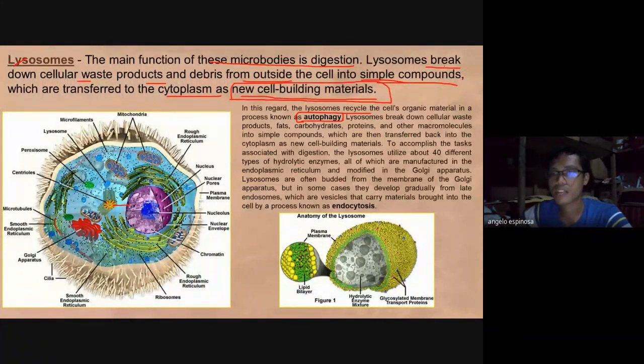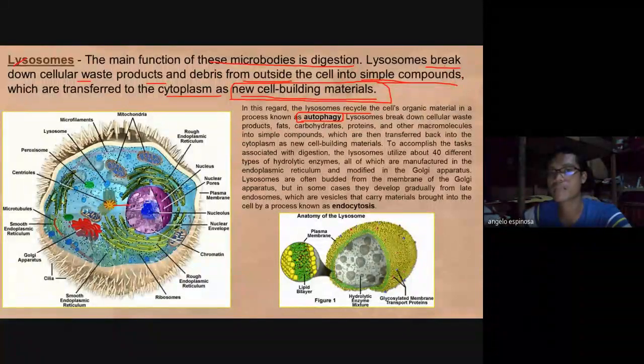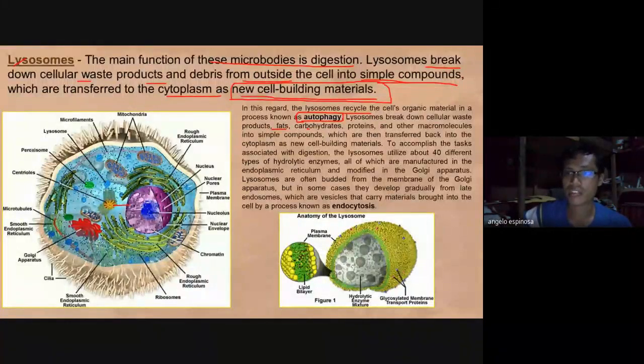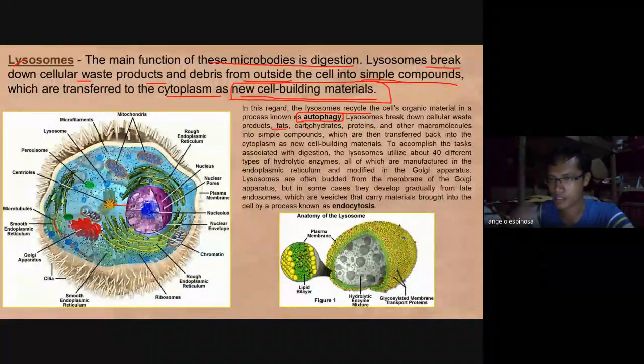So lysosomes break down cellular waste, chemical products, fats, carbohydrates, proteins, and other macromolecules into simple compounds, which are then transferred back into the cytoplasm as new building materials.